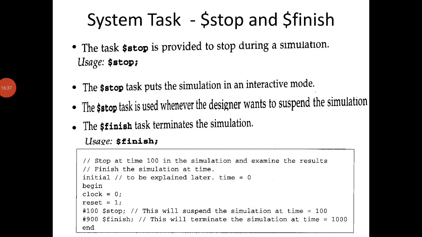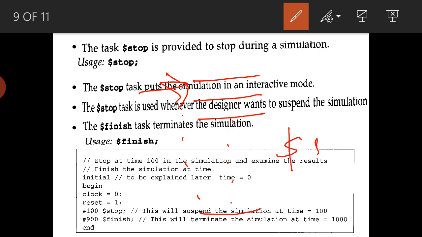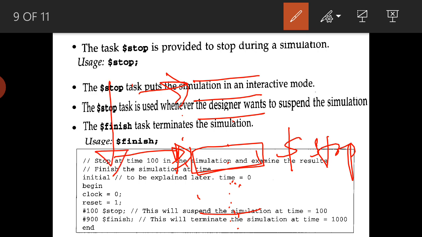Dollar stop in the sense, suppose there is a set of statements, and the simulation or compile execution is carried out like this. In between I will use dollar stop. What will happen, the execution will come and it will stop at this instant, even though we have a lot of further statements. Whatever the values up to this instruction, we can see the values of those variables, what are the outputs.